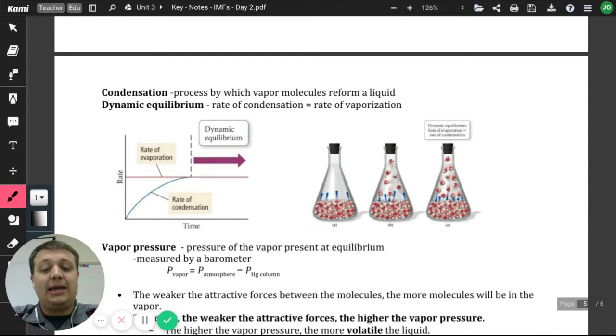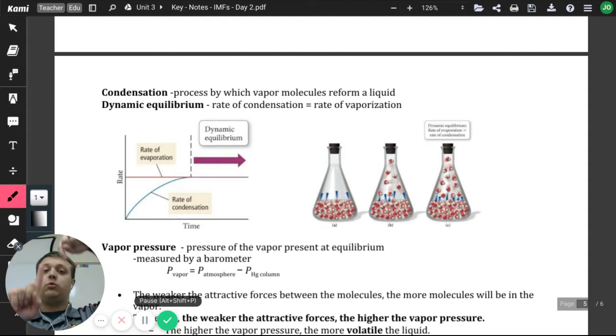Now, we do talk about dynamic equilibrium. And basically, for now, what you need to know is dynamic equilibrium is that the rate of condensation equals the rate of vaporization, okay? So what do I mean by that? Well, what I mean is that if I've got dynamic equilibrium, that means as something is evaporating off, more is condensing on, okay? So basically, as one's going up, the other's coming down, and they're going to be in equilibrium, so they're doing it at the same rate, okay?